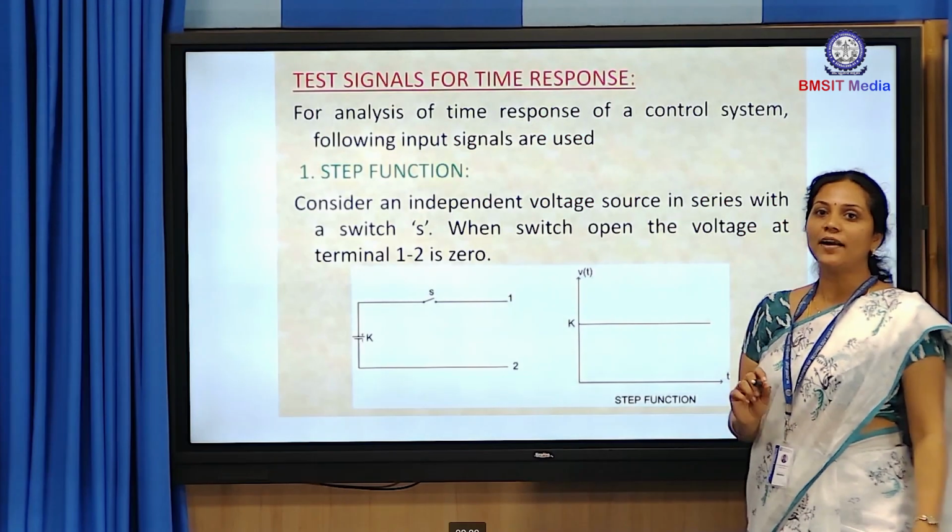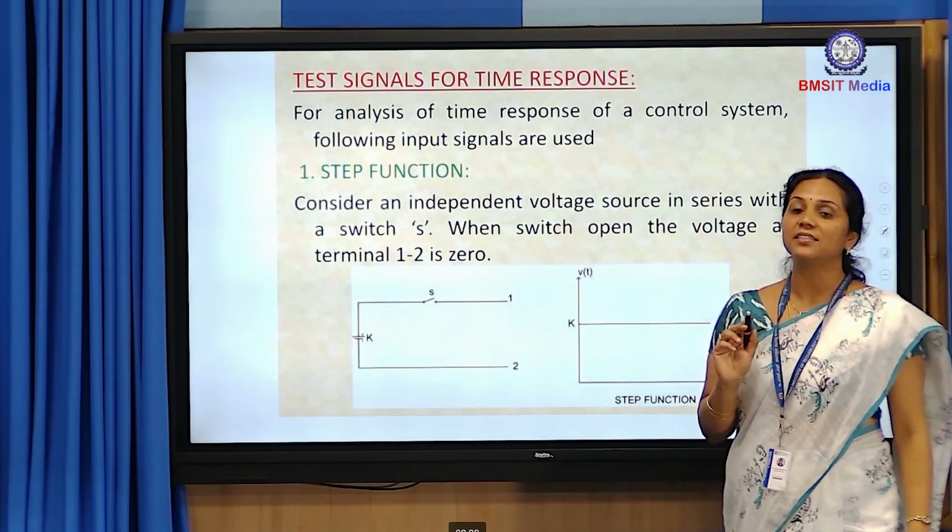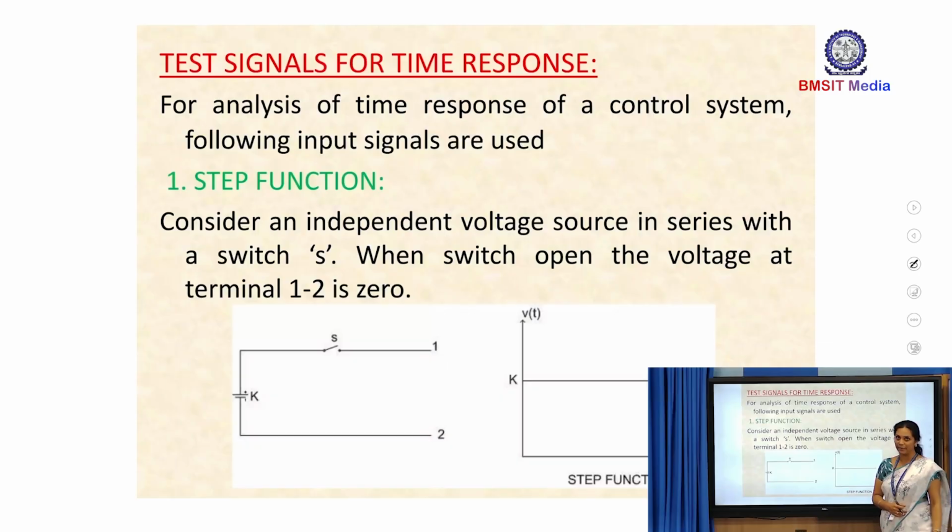Now let us see what the different types of standard test signals available are. Here you can see the test signals for the time response. The first function that we are going to study is called the step function. Step function means what? Either it can come down or it can go up. It is just like a step. So we either climb the step or we stay at the same position. So it may be like this, a step function.